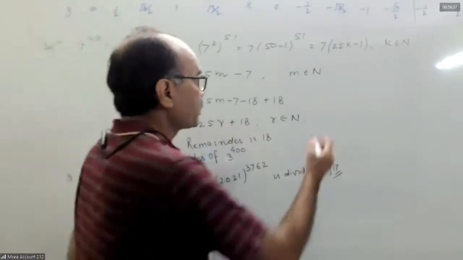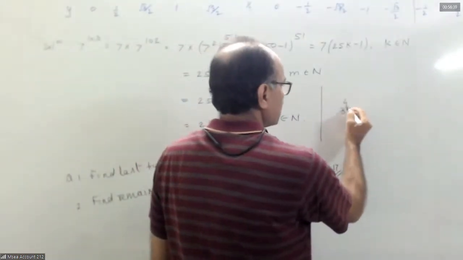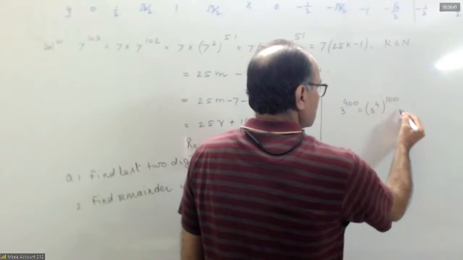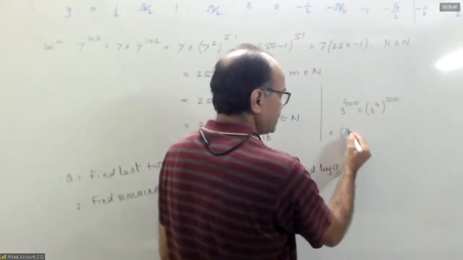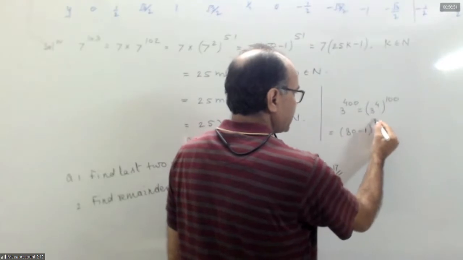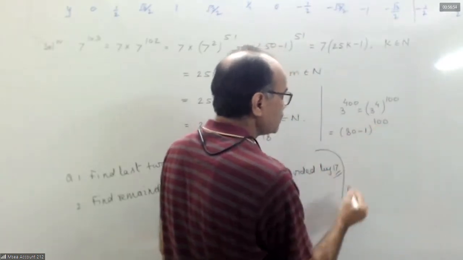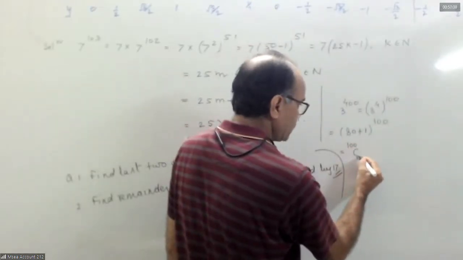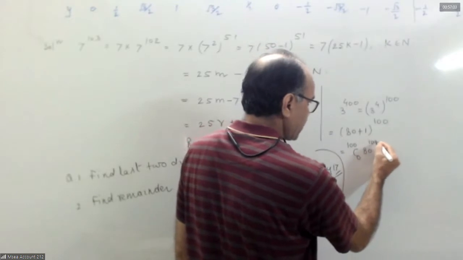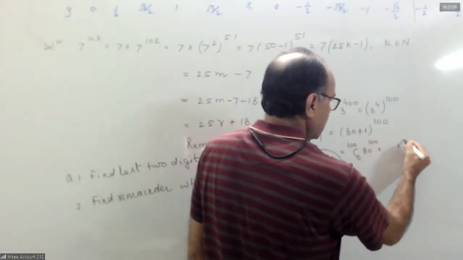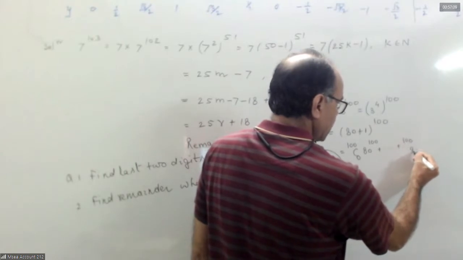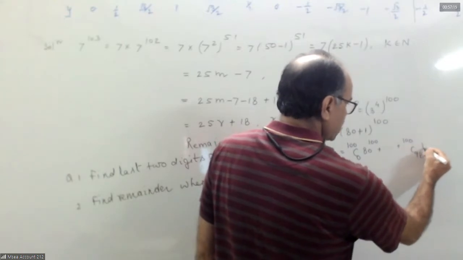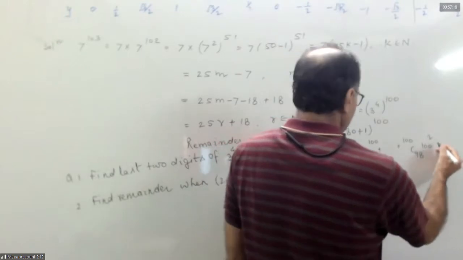So 3 to the power 400, you split it. Equal to 9 to the power 200, equal to 81 to the power 100, which means 80 plus 1 to the power 100. So just look here: 100C0 80 to the power 100, and so on, 100C98 into 100 square. What is the last term?